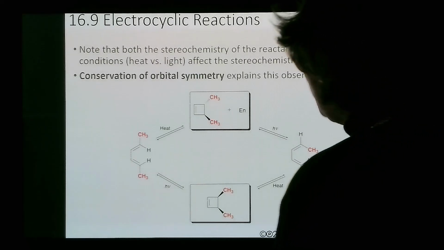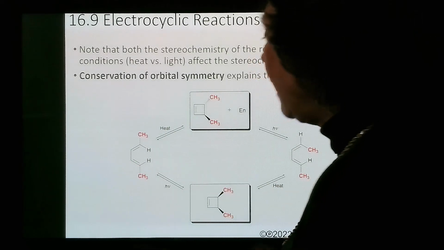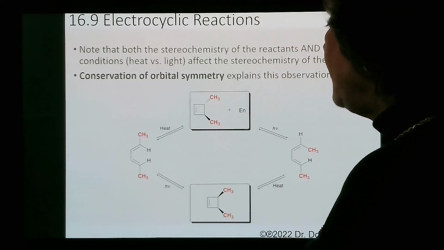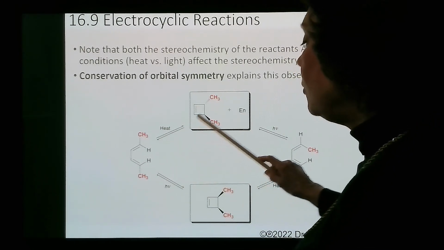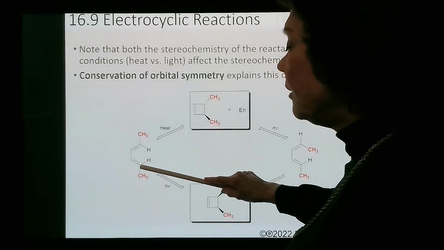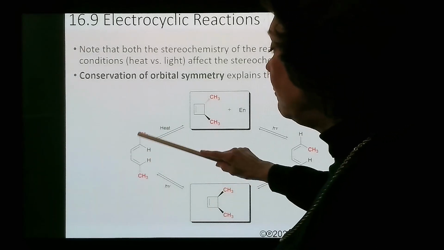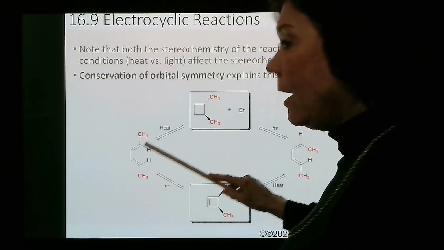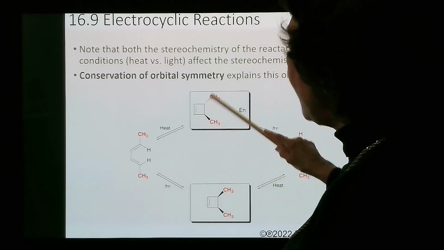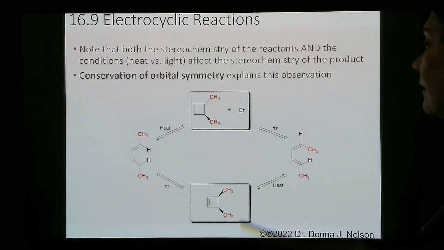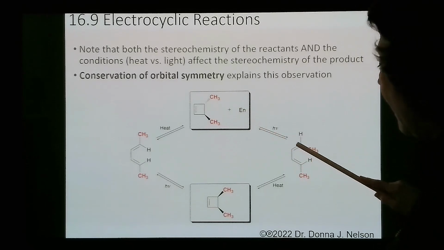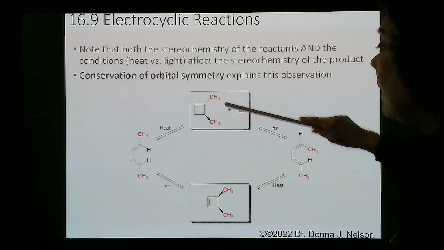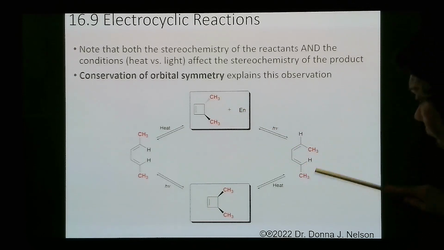So now we're talking about 4 pi electrons. In the conditions where you have 4 pi electrons under heat, remember, you will not have stereochemistry preserved. The methyls that are on the outside don't wind up on the same side. They don't wind up cis here, they wind up trans. So they're trans here, and then if you have the light added to the reaction conditions, the trans is preserved as trans.